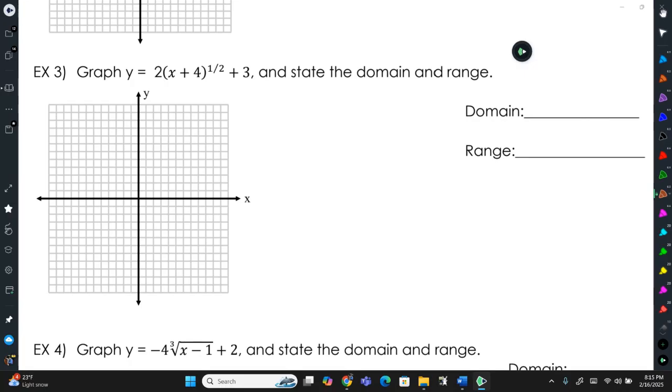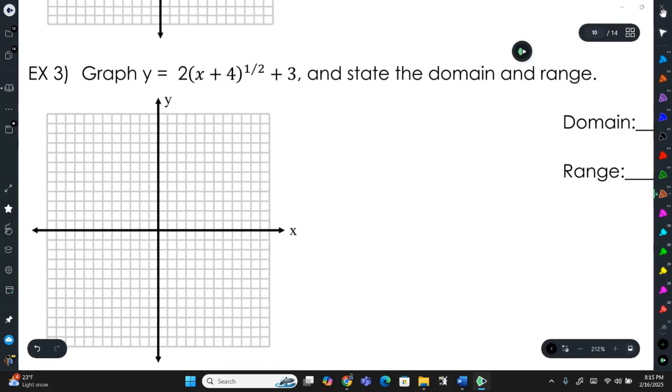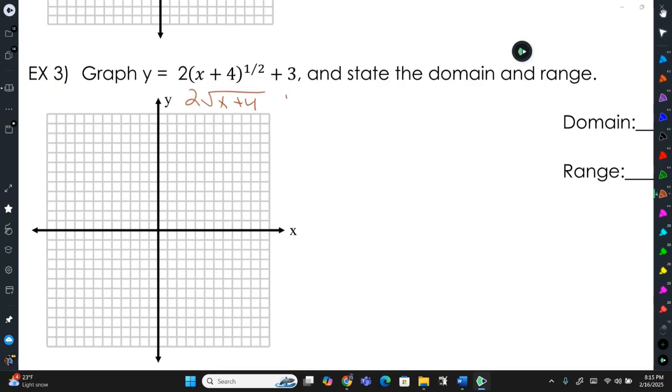So example 3, we have y equals 2 times (x plus 4) to the 1/2 power plus 3. State our domain and range. Now notice we don't have to compare this one. Remember the 1/2 power is the same thing as the square root. So now we could look at this as 2 times the square root of (x plus 4) plus 3.